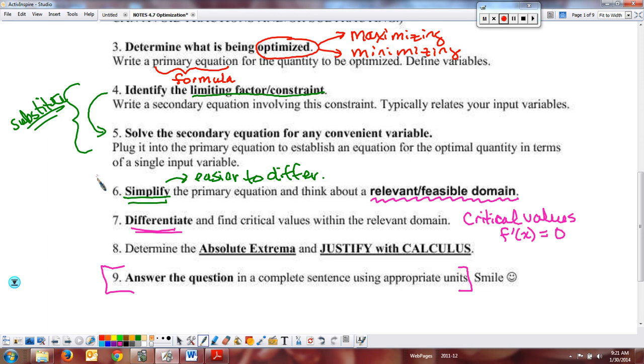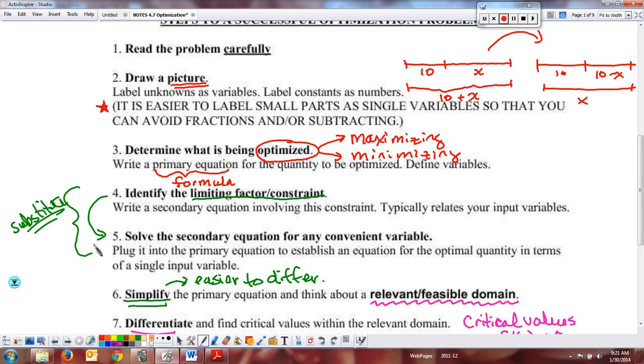So this part right here is kind of, after you get your equation, this is all pre-work. 1 through 5 is basically you trying to figure out how I'm going to set up this problem. What do I have to do? What formula am I going to use in order to differentiate?